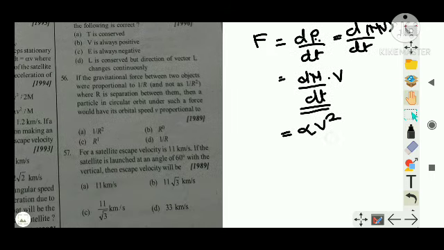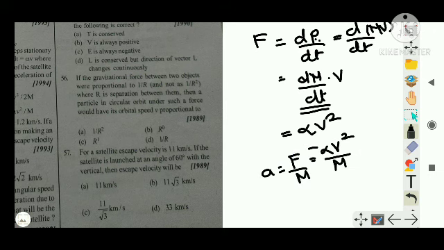This much is clear. Now what is retardation or acceleration? This negative acceleration is equal to force by mass. So alpha v squared by mass becomes retardation. Retardation means I have to put a negative sign also, so this becomes retardation, right? So minus alpha v squared by m.